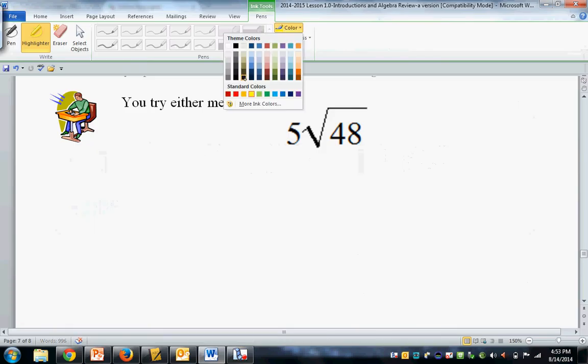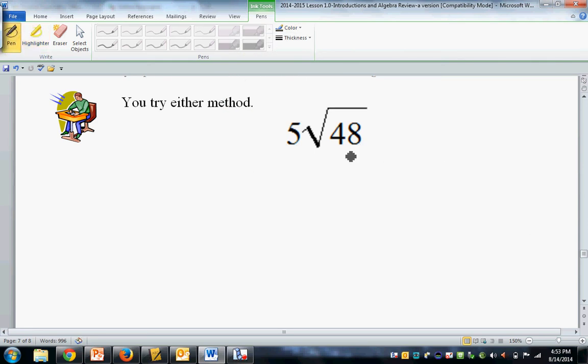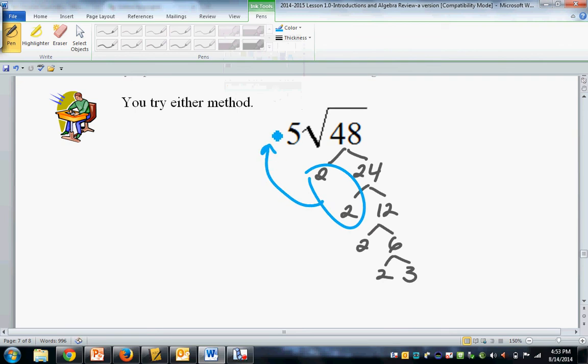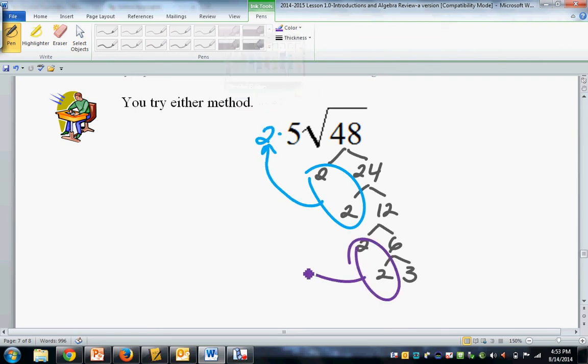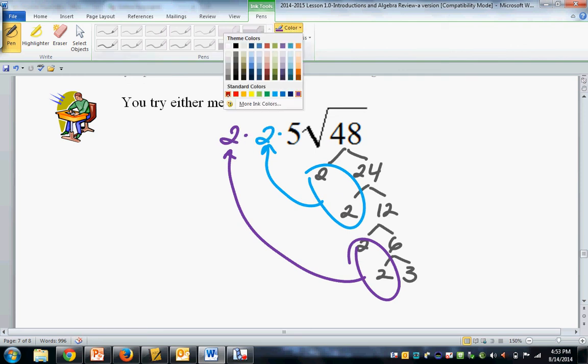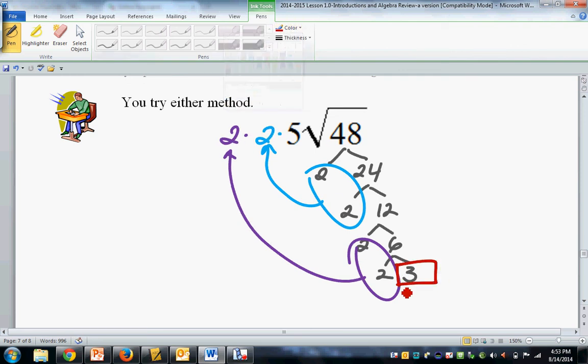Okay, take a look here. Step number 1, you should have factored this on the inside. So I'm just going to do a factor tree. That's 2 and 24, 2 and 12, 2 and 6, 2 and 3. Now I'm going to pull out my dates. I have a pair of 2s. They're going to come out. That's a 2. And then I have another pair of 2s. They're going to come out as a single couple. This 3 here has no date, stays home, so it's going to be root 3.